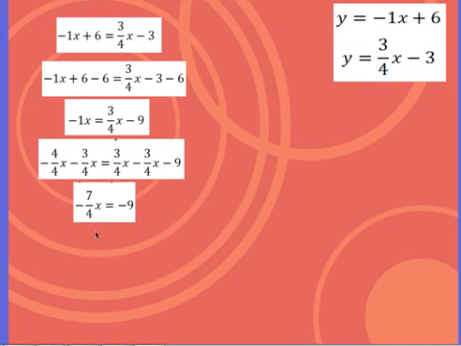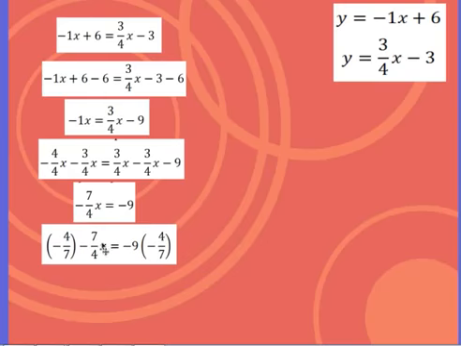In order to undo the multiplication of the fraction, I'm going to have to multiply by its reciprocal, or its flip-flop. So 7 over 4 flip-flopped is going to be 4 over 7. So I'm going to need to multiply both sides of my equation by negative 4 over 7. What happens on the left-hand side is that this is going to make 1. And then a negative times a negative is going to make a positive, and 9 times 4 is going to make 36. So we're going to have positive 36 over 7, and that's my x value.